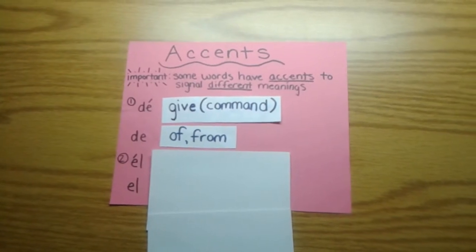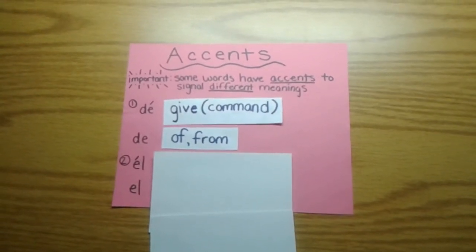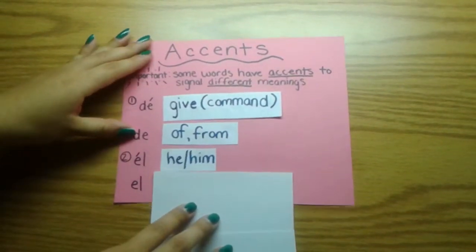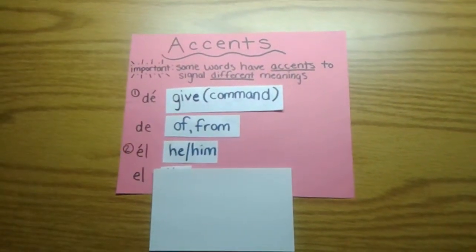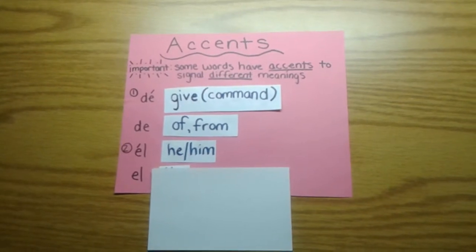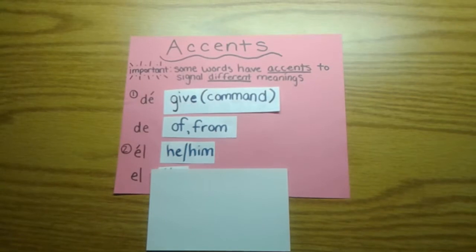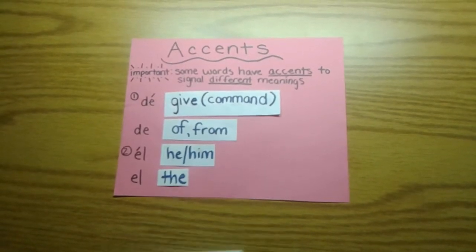Now for the second set of words. Él, with an accent on the E, means he or him. El, without an accent on the E, means the.